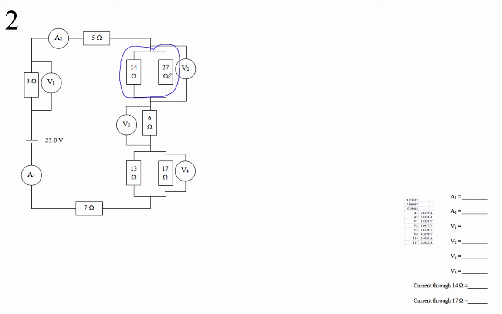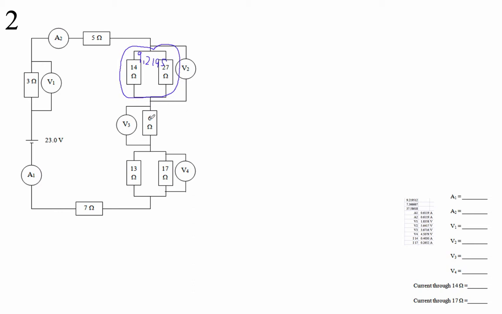1 over 14 plus 1 over 27. There we go, that's what I'm trying to say. So 14 to the minus 1 plus 27 to the minus 1, the whole thing to the minus 1. And that is 9.2195 ohms. That's that guy.